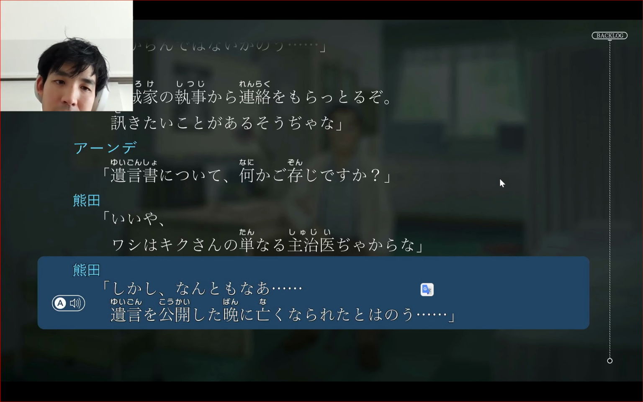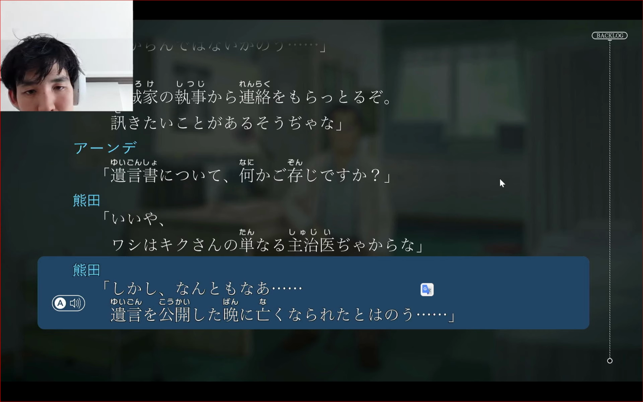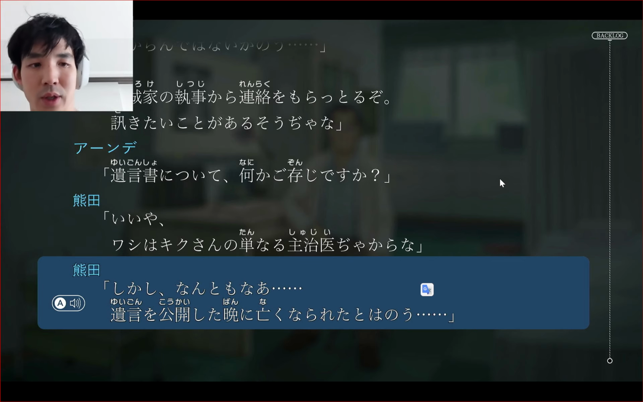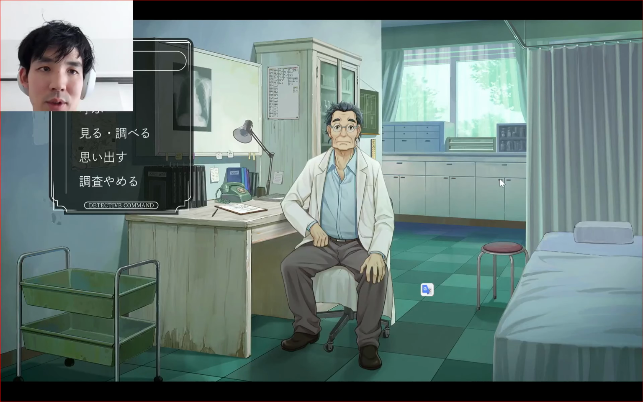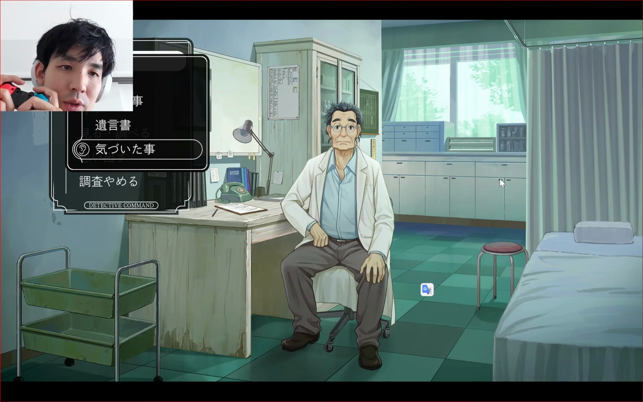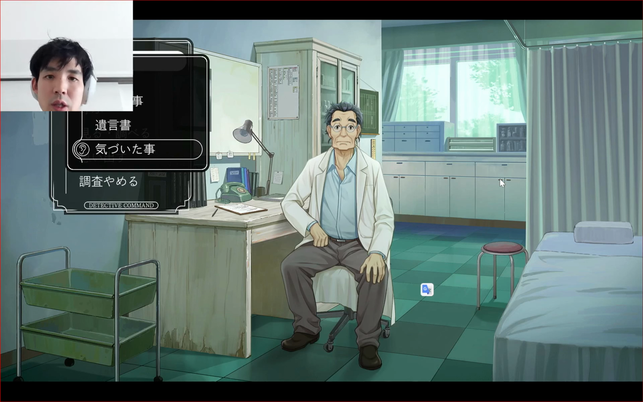I want to play the しかし sentence. しかしなんともな。遺言を公開した晩に亡くなられたとはの。亡くなられた。Yeah. Okay. 気づいたこと. Taking care.